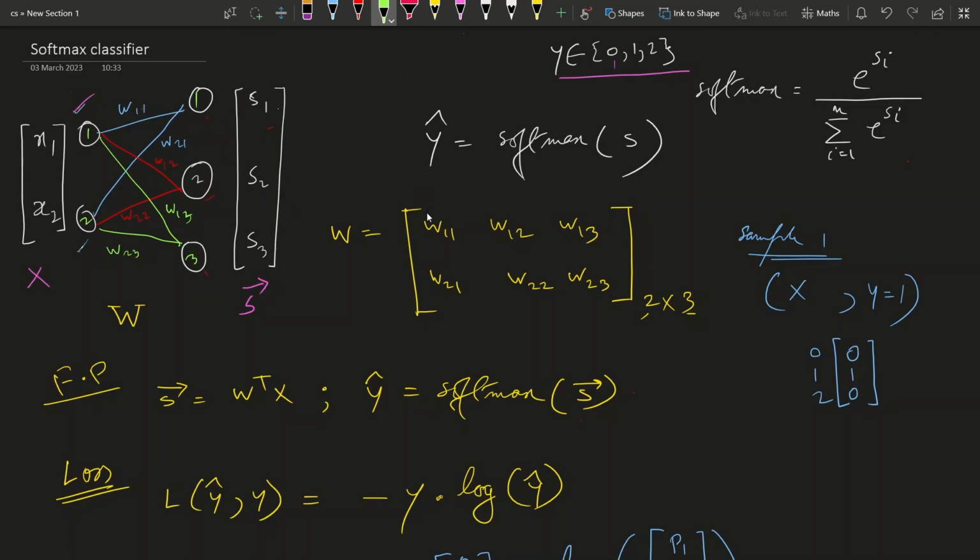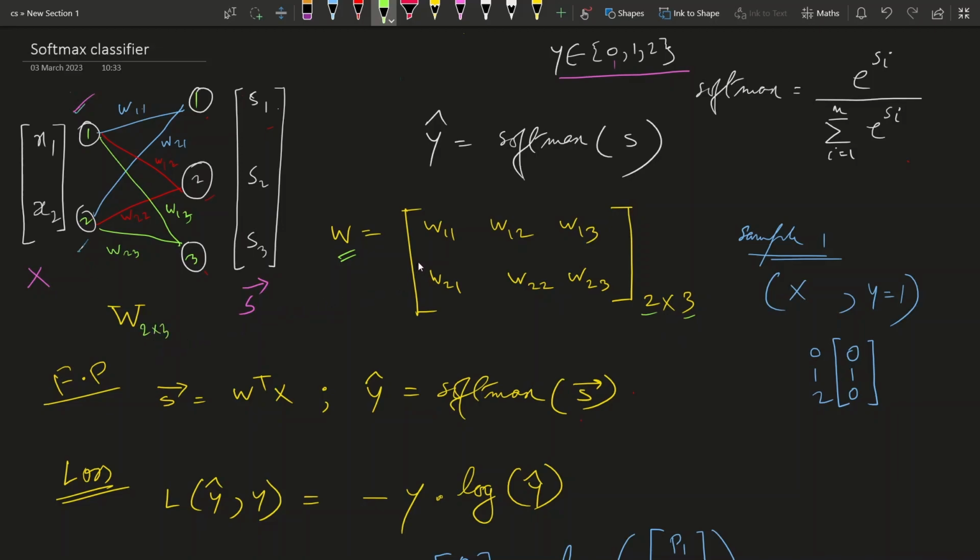So how does the weight matrix look like? It has a weight matrix definitely, and it looks something like this. It has W11, which connects the first node of the input layer to the first node of the output layer. Similarly, W12 connects the first node of the input layer to the second node of the output layer. Similarly, W13, W21, and so on and so forth. This weight matrix is of shape 2 by 3.